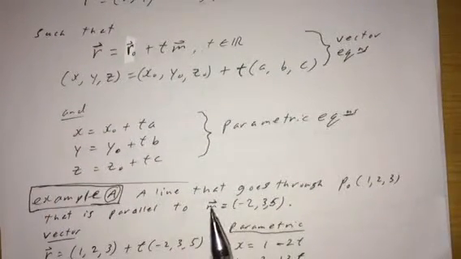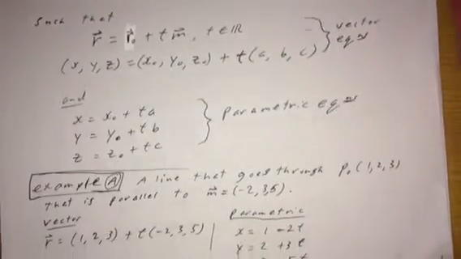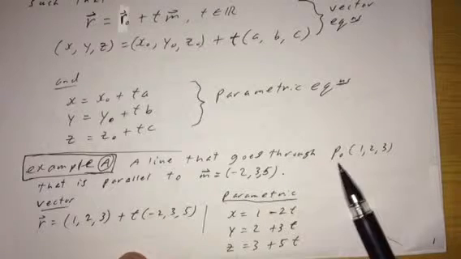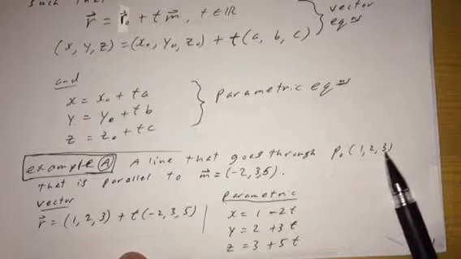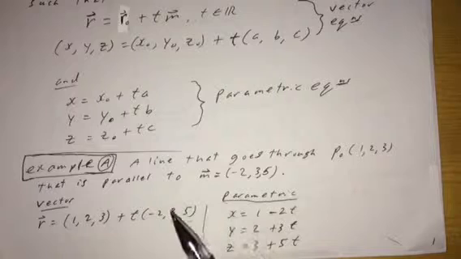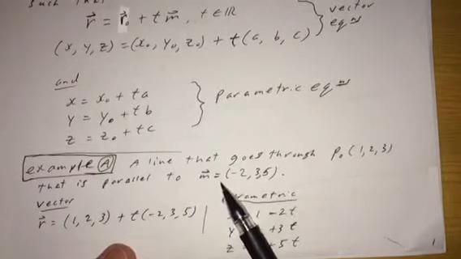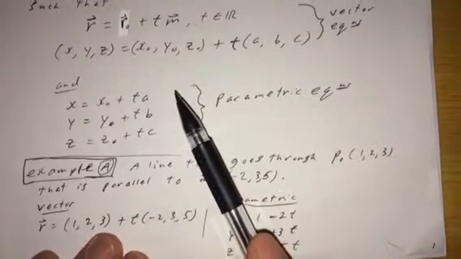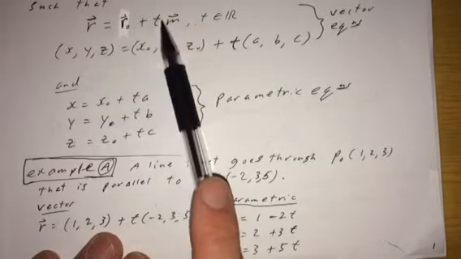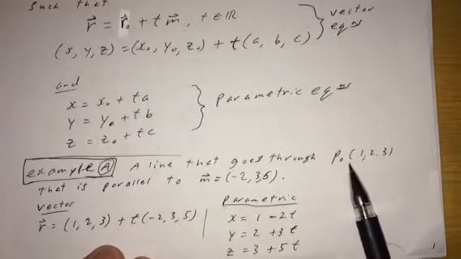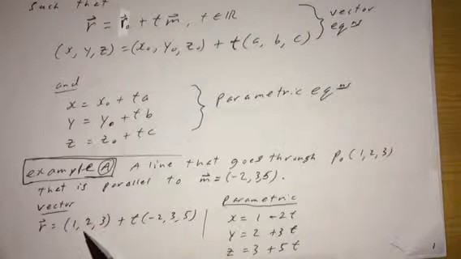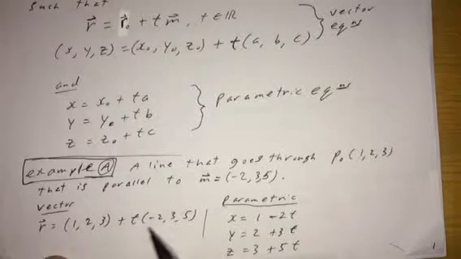We're going to look at this as a line that goes through some point P naught, which is (1, 2, 3), that is parallel to a vector M, which is (-2, 3, 5). Well, the vector equation for this, if we look at the form for the vector equation up here, r equals r naught plus tm. Well, r naught is going to be OP naught, so it's going to be (1, 2, 3), plus t times m.